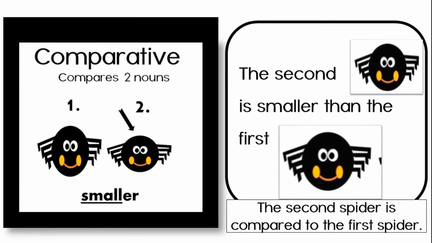When an adjective is used to compare two nouns, it is called a comparative adjective. In this example, the second spider is smaller than the first spider.